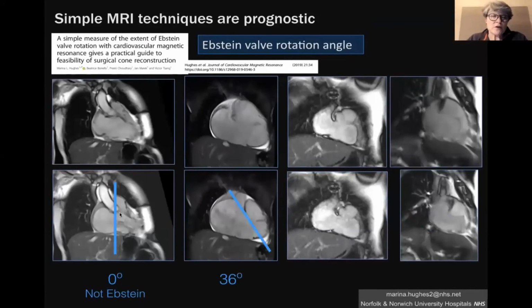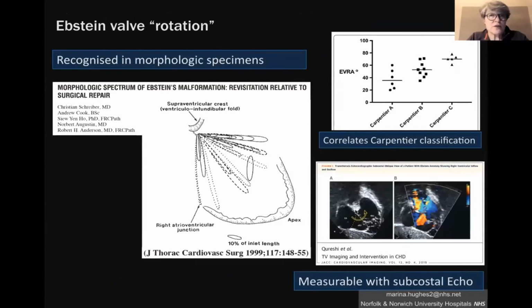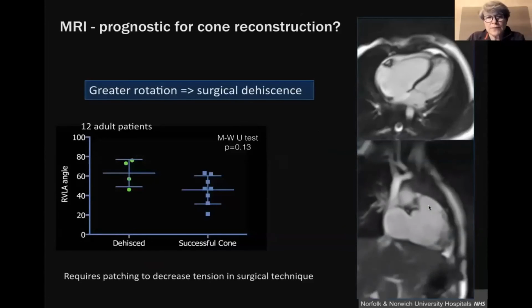So a patient without Ebstein anomaly has 0 rotation of their effective systolic closure plane. And this patient has a moderate degree of rotation. These 2 patients in the right-hand panels have significant rotation, very little redundancy of the anterior leaflet, and a very small preoperative functional right ventricle. This rotation index was in fact first described by Christian Schreiber and his team, and it correlates with the Carpentier classification of the valve and can be measured with echocardiography, but I think less reliably.